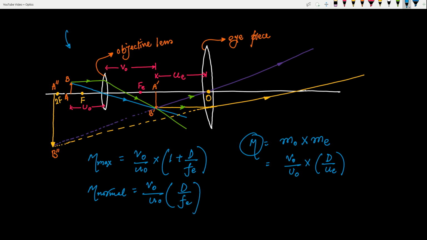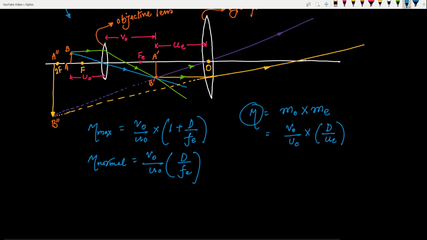Now let's understand how the focal length of the objective and the focal length of the eyepiece are actually responsible for magnification. A question based on this concept has been asked earlier in NEET. As you can see from the formula, the focal length of the eyepiece is inversely proportional to magnification. So this is easy. But in the formula, there is no such mention of the focal length of the objective lens. So how is the focal length of the objective lens responsible for magnification?